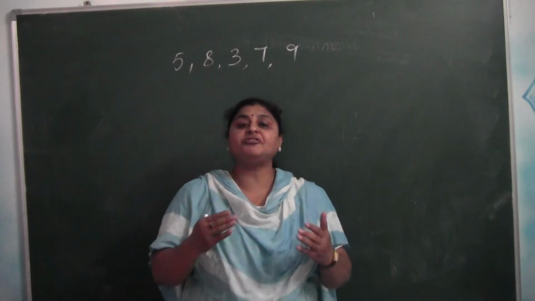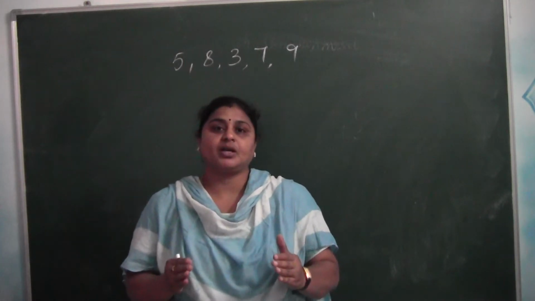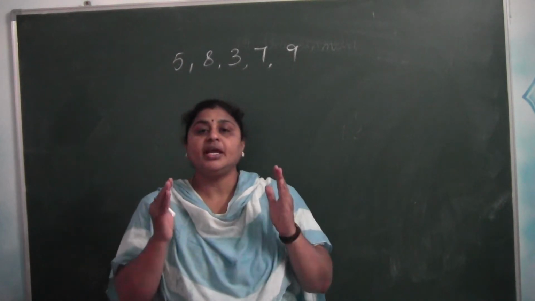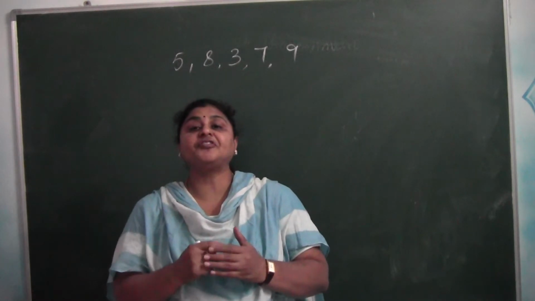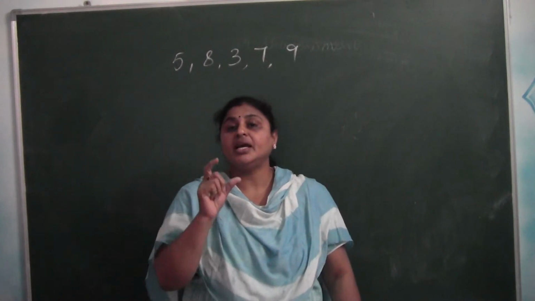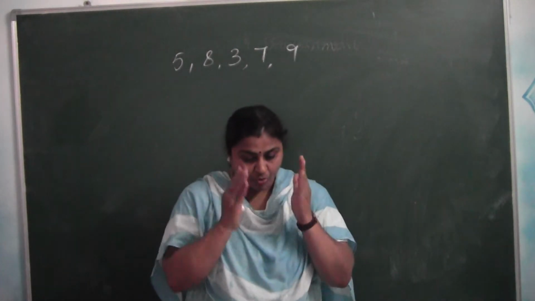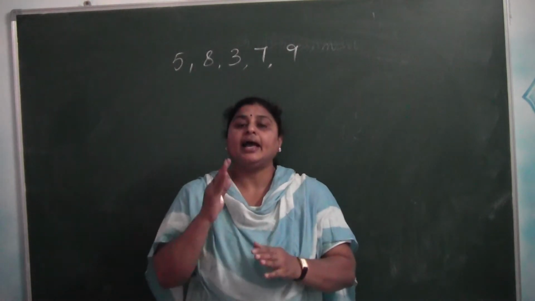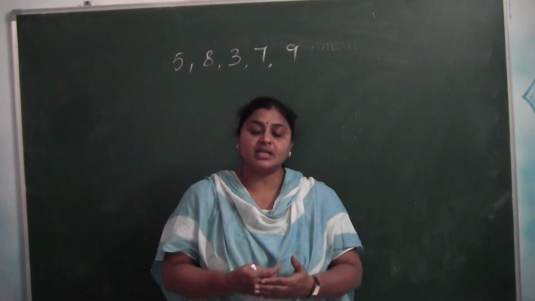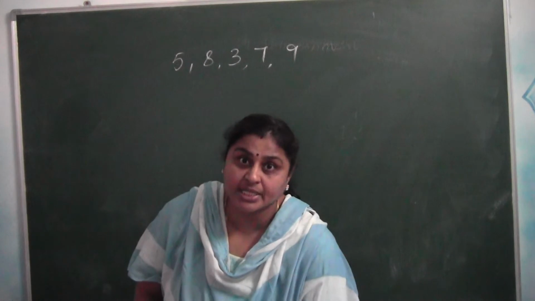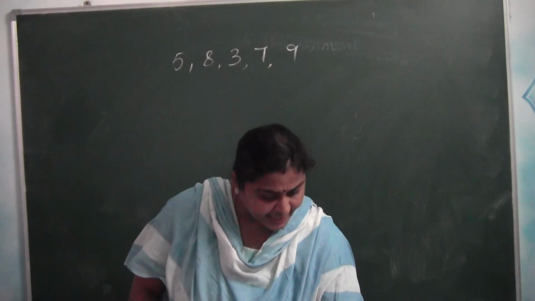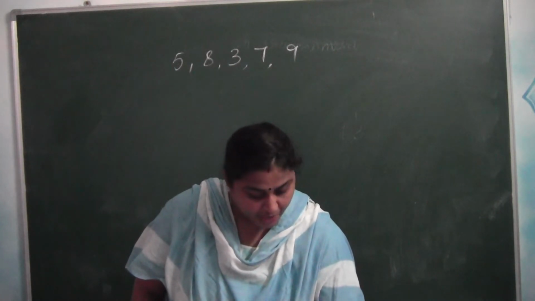Listen children, if you have to form the smallest number with the given digits, you have to arrange the digits in ascending order, that is from smaller to bigger. And if you have to form the greatest number, you are going to arrange the numbers in the descending order, that is from bigger to smaller. That is the only difference, and that is the only funda you have to understand.